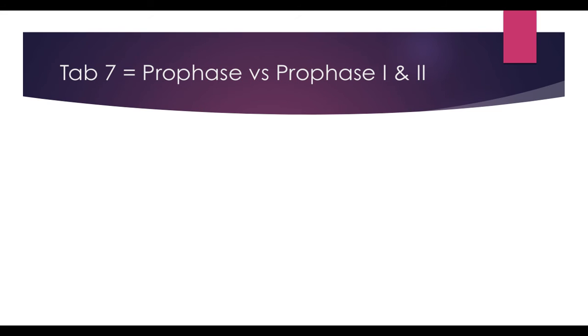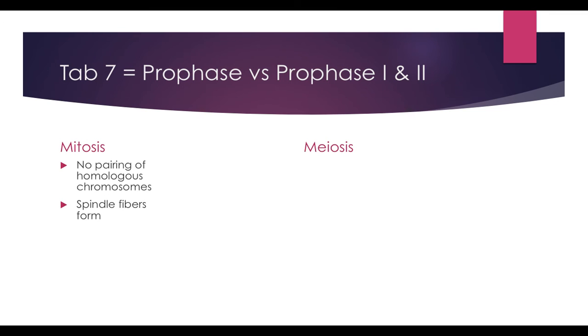All right, so now what we're going to do is go through and compare the different stages, but the ones that have the same name. So prophase of mitosis versus prophase 1 and prophase 2 of meiosis. So in mitosis, we get no pairing of homologous chromosomes, the spindle fibers form, and the chromatin coils into chromosomes. The cells are diploid, or 2n.